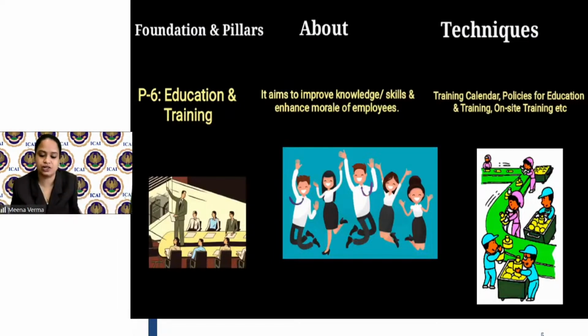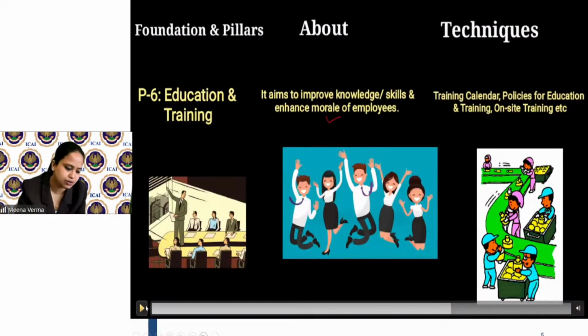Our expectation is that they should know about the machine. Workers should know about the machine, right? So for that, you need to provide them training. The aim is to improve knowledge and skill and enhance the morale of employees. So what will happen? Provide them training, provide them education wherever possible. On-site training. This is also very important here.